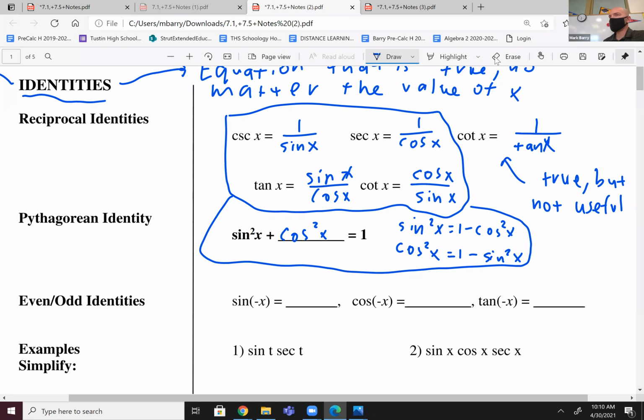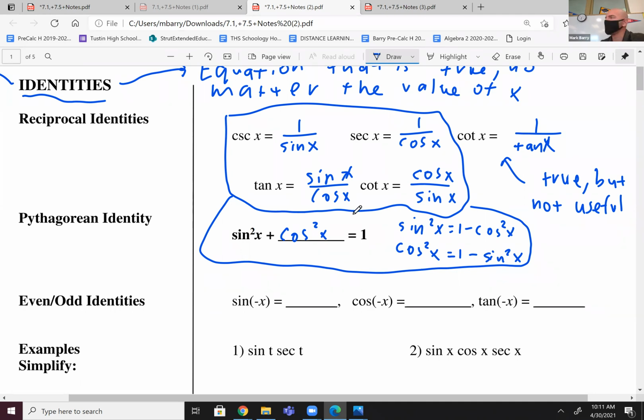For identities, remember they work both ways, right? So this one right here, for example, sine squared equals 1 minus cosine squared. That means if I see sine squared, I might want to change it into 1 minus cosine squared. But also, if I see 1 minus cosine squared, I might want to change it into sine squared. So they work in both directions, is my point.